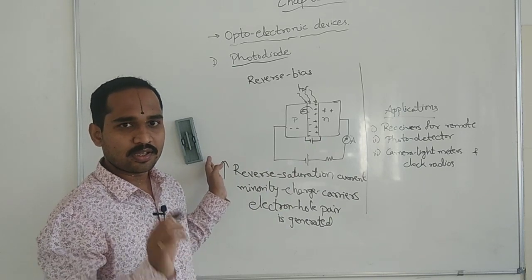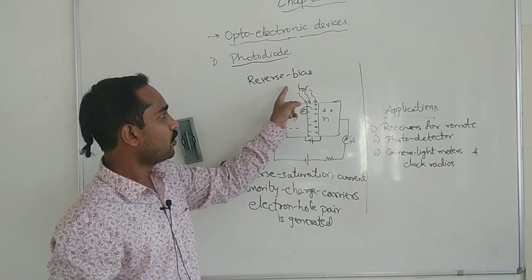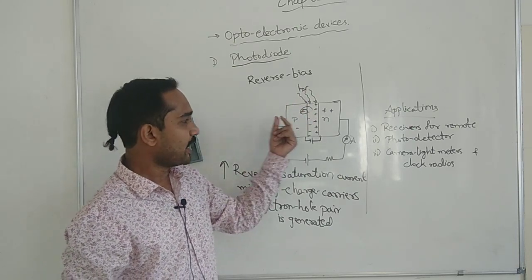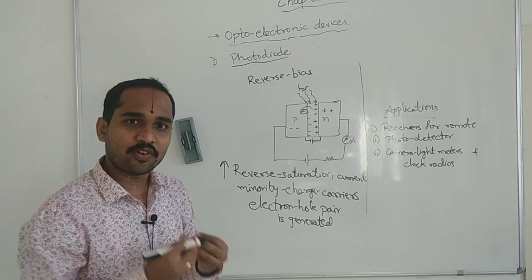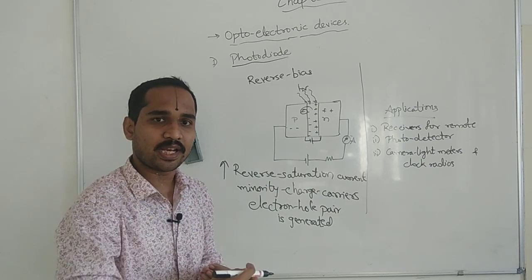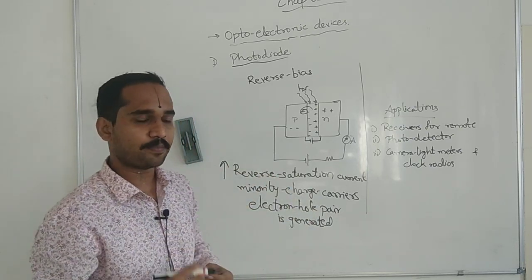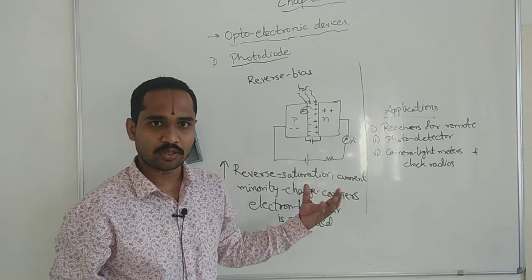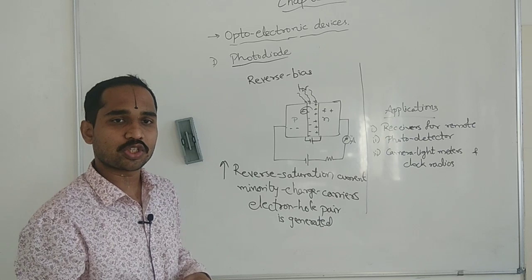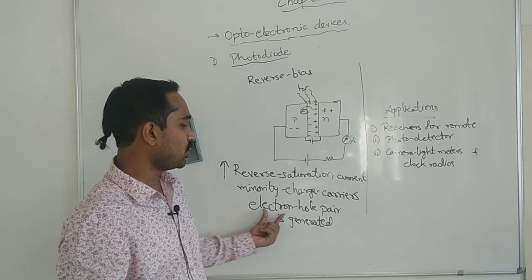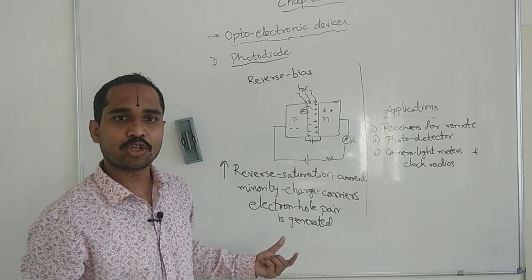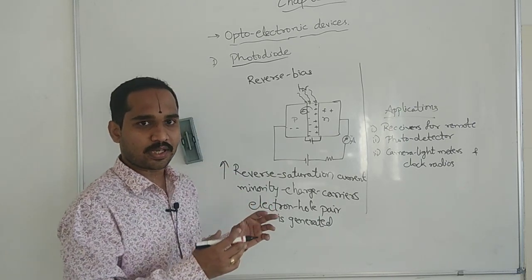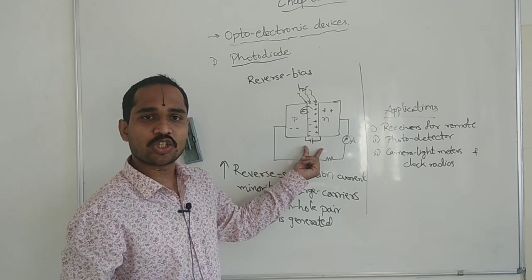Are you understanding? Let me summarize it once. When you are incidenting light of energy h nu, the electron will get enough energy to jump from the valence band to the conduction band. When it jumps, it crosses the junction potential. When it crosses the junction potential, it forms an electron hole pair. Electron hole pair is generated. When the electron hole pair is generated, there will be a negative potential.